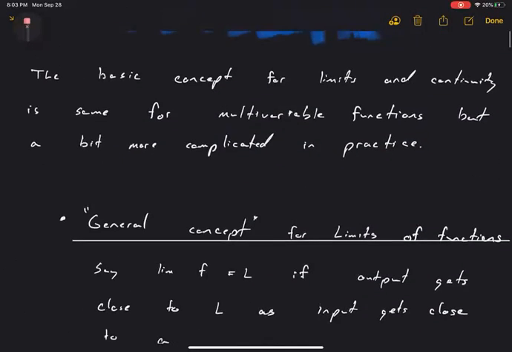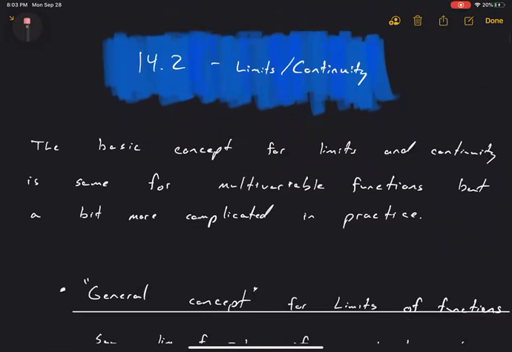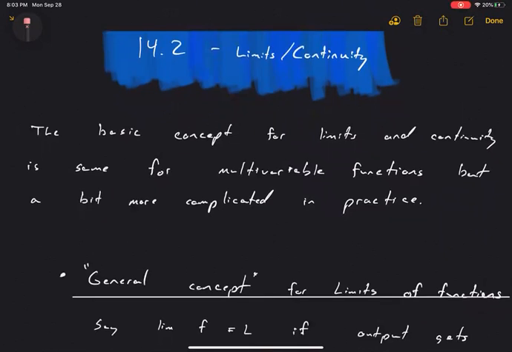All right. So as the title suggests, we're talking about limits and continuity in this section. The basic ideas, at their core, of limits and continuity are the same. The general concept is the same as we've already seen in Calc 1 and 2. It's just that the machinery is a little bit different.